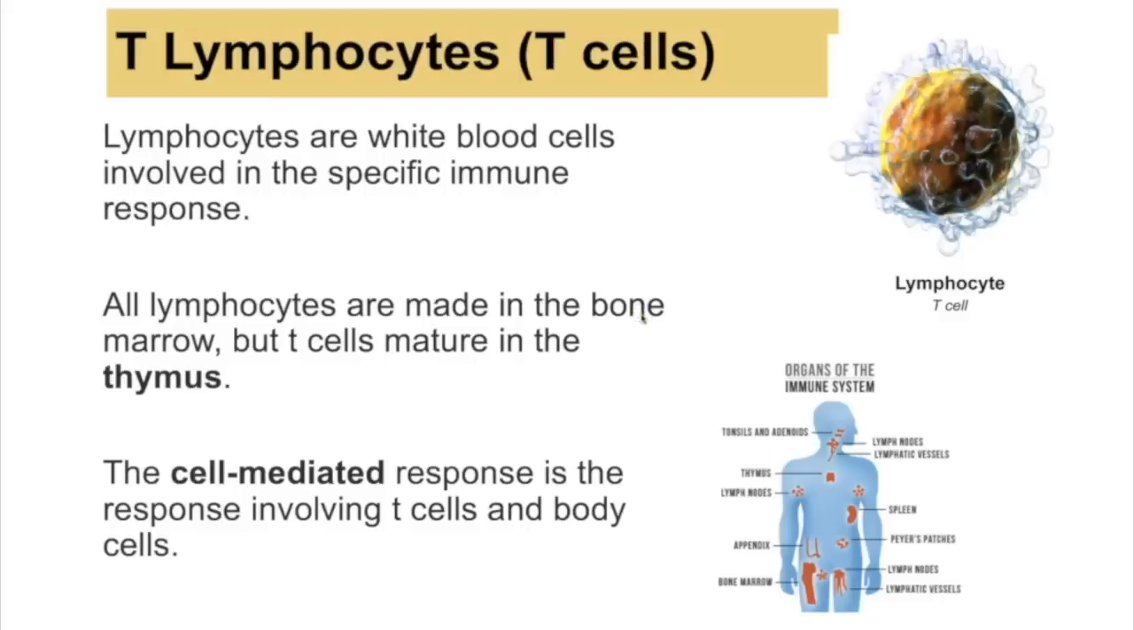So that is our non-specific response, but now if we look at the specific responses, which are by the lymphocytes, first lymphocyte we're going to look at are the T lymphocytes, or the T cells. So all lymphocytes are made in the bone marrow, but the T cells mature in the thymus, which is why they're called T cells. And this is classed as the cell-mediated response.